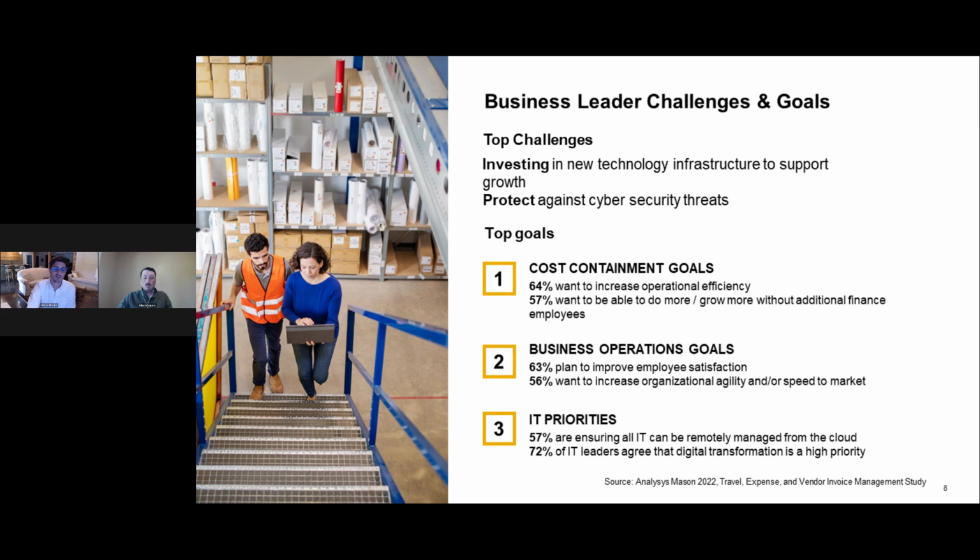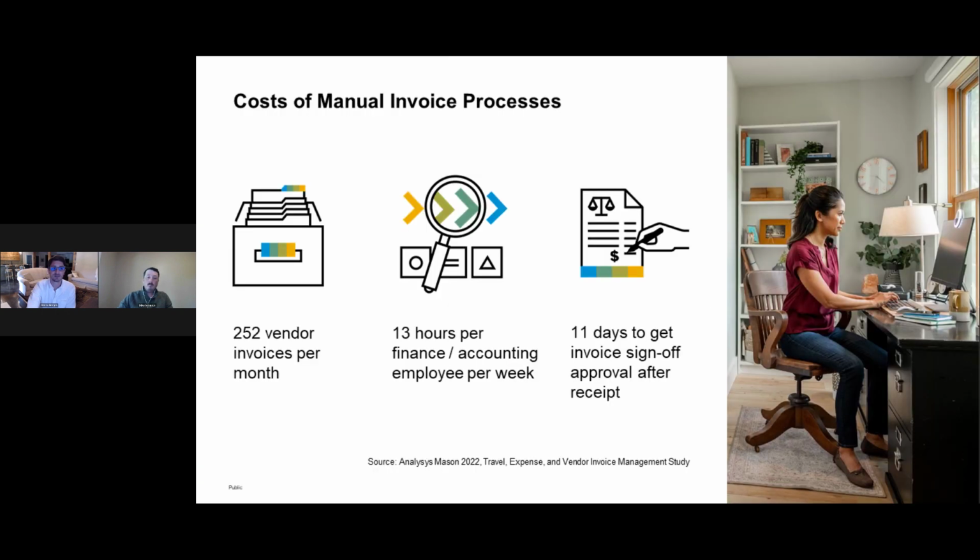For our final one, IT priorities. About 57% are focused on ensuring all IT can be remotely managed from the cloud, with 72% of IT leaders agreeing that digital transformation is a high priority and want to implement solutions that will help them further their firms on this journey, as this helps business to scale while helping them to remain agile.